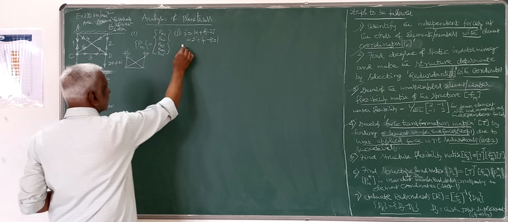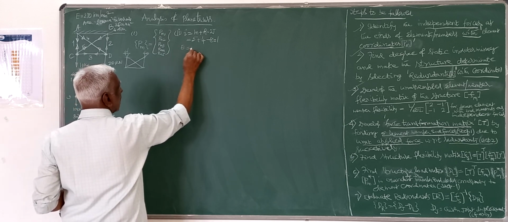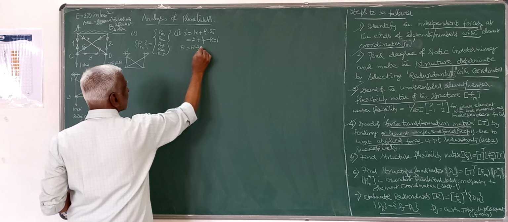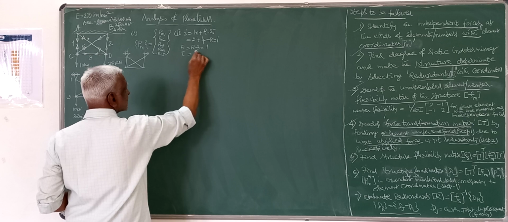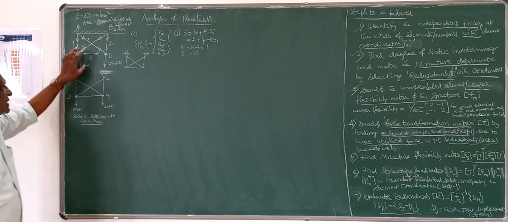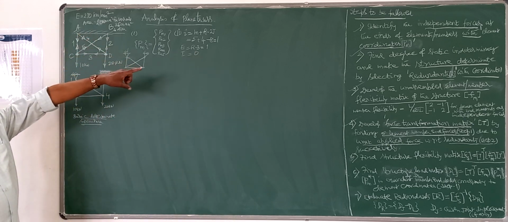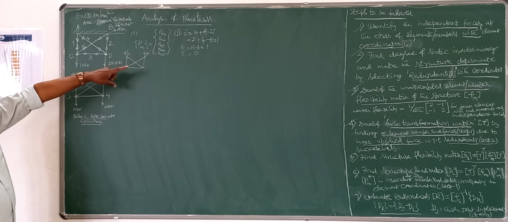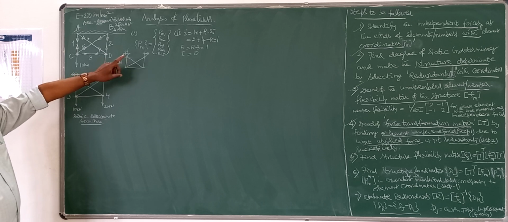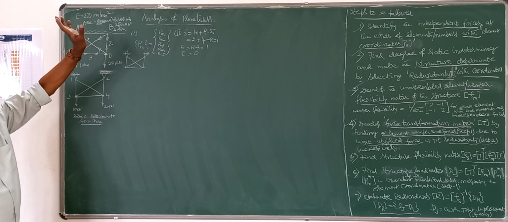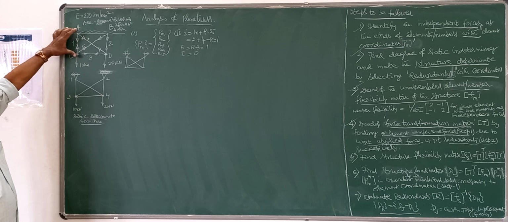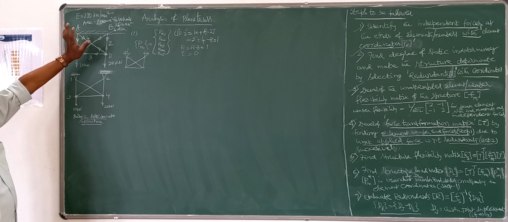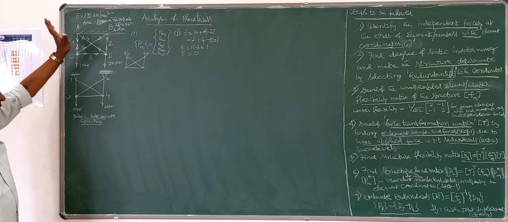So degree of external indeterminacy is r minus 3, that is 4 minus 3, 1. Internal indeterminacy is 0. That means this given structure is statically indeterminate to the degree 1, and it is statically indeterminate externally only, that is De equals 1. So it is externally only indeterminate, internally it is determinate.